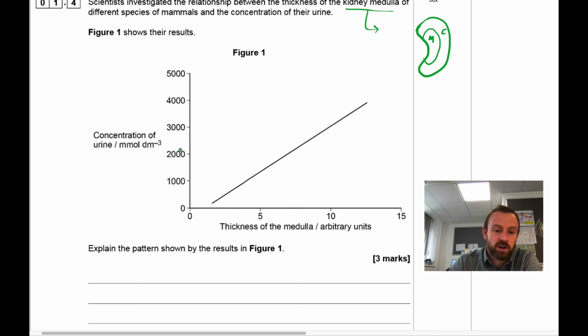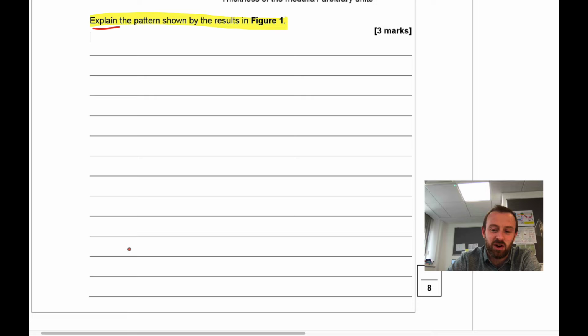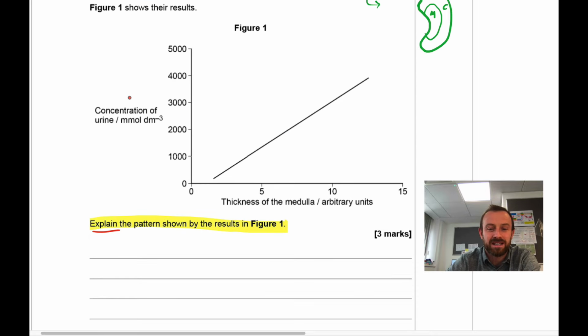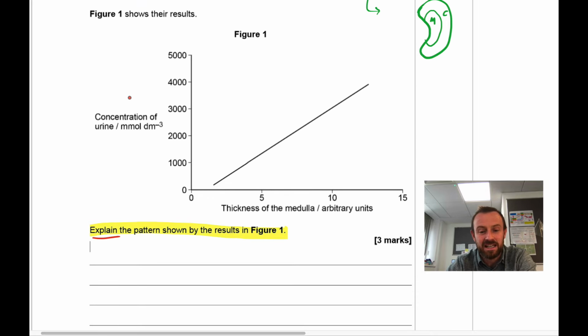So here are the results: the concentration of urine in different mammals, and the thickness of the medulla. We can see clearly that as the thickness of the medulla increases, the concentration of urine, as measured in millimoles per dm cubed, also increases. Now, this question is an explain the pattern shown by the results question. So explain, not describe, but explain. That said, I might just state the trend at the start. I've got enough space here, so I will probably start by saying the figure shows that as the thickness of the medulla increases, the concentration of urine also increases. Then I would say this is because.